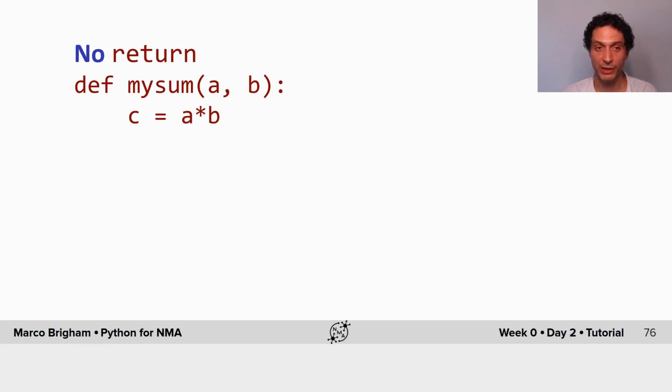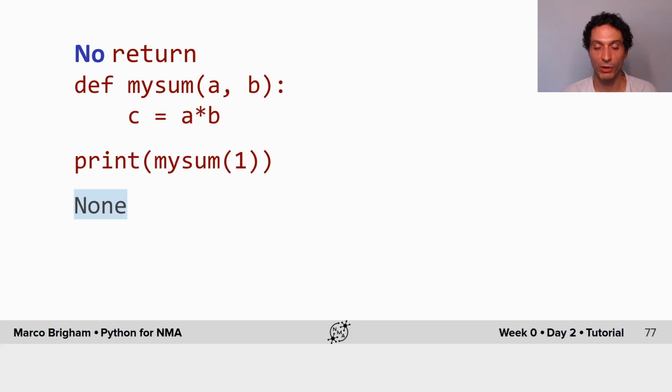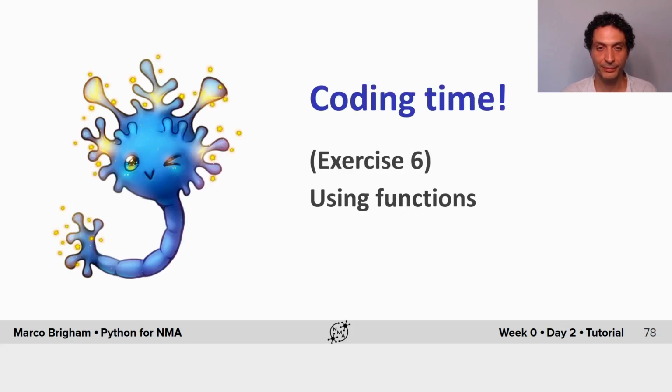Now functions don't always need to have a return. So here I have a function that takes two arguments and does something, it takes the product of the arguments and assigns it to variable c, but there is no return value. So in this case, when you call that function, the return value is none. There is always a return value, but if you did not define it, the return value is of none type. It's a none.